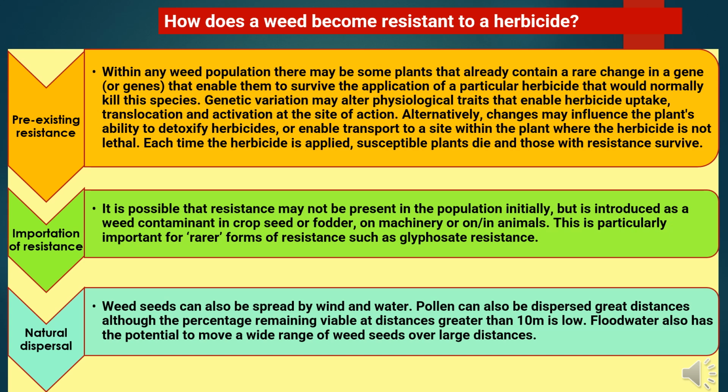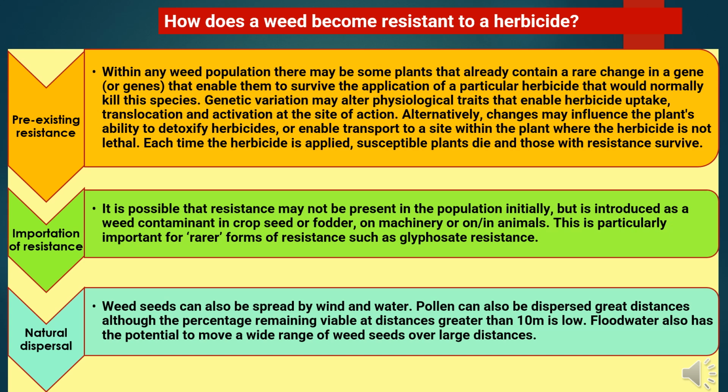Second is importation of resistance. It is possible that resistance may not be present in the population initially, but is introduced as a weed contaminant in crop seed or fodder or machinery or in animals. This is particularly important for rarer forms of resistance such as glyphosate resistance. Third way is natural dispersal.